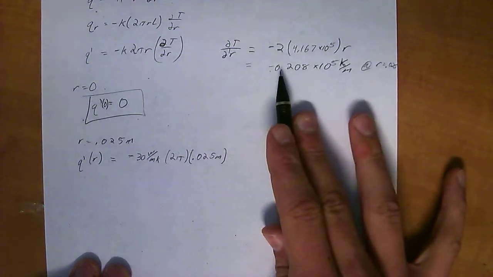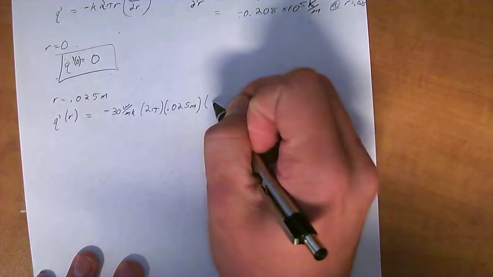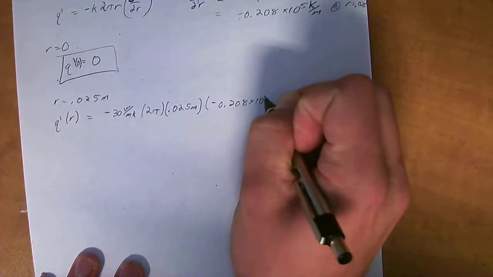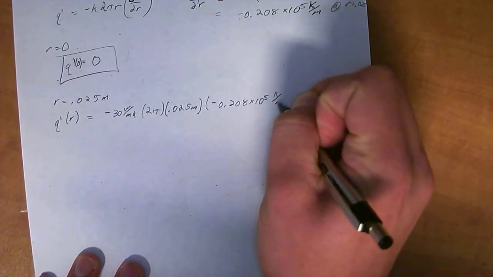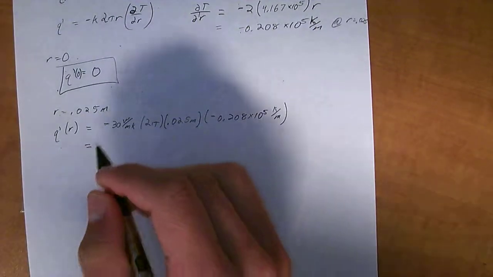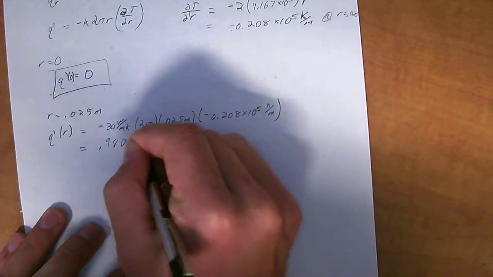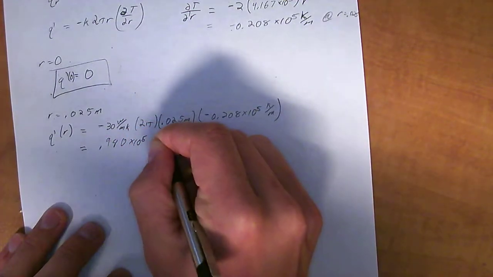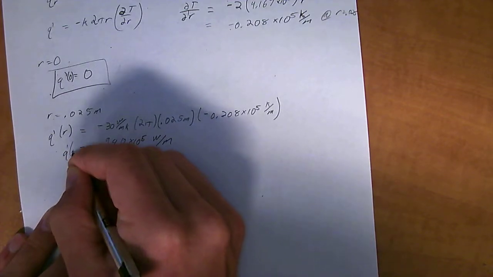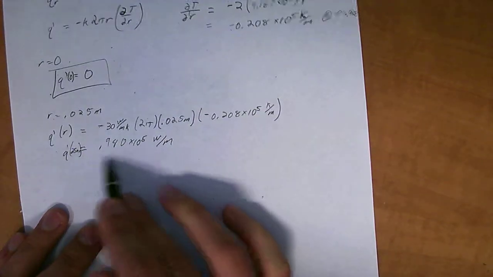Sorry. So this is going to be times negative 0.208 times 10 to the 5th Kelvin per meter. And you find out that this will equal a value of 0.980 times 10 to the 5th watts per meter. And this is your Q at 25 millimeters. Squeezing a lot of stuff in there, I'm sorry. This is your final answer.